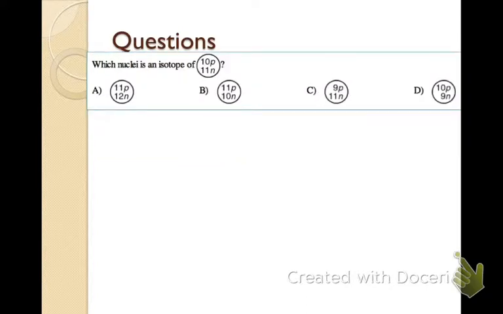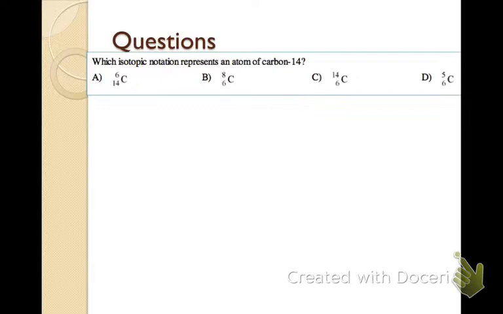So the second question, which nuclei is an isotope of 10 protons, 11 neutrons? And again, this is just showing you the inside of the nucleus, it's not showing any of the electrons. So again, we want the same number of protons, but a different number of neutrons. So we have 10 protons here. This one has 11, that has 11, that has 9, so D must be our correct answer. Let's double check the number of neutrons. Yep, they're two different sets of neutrons, so they should be isotopes of one another.